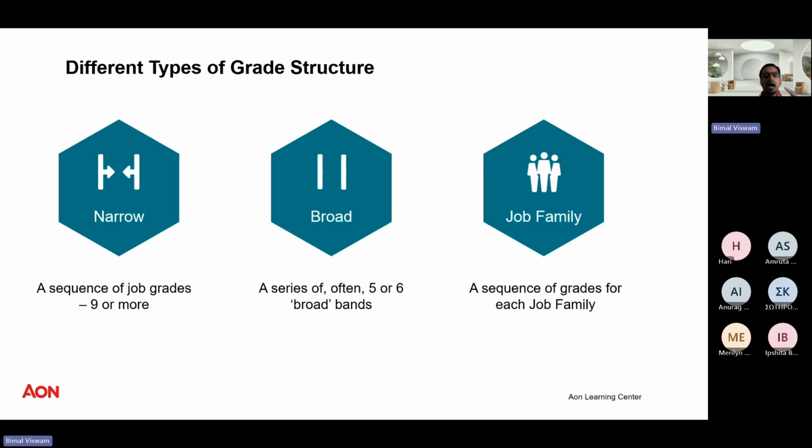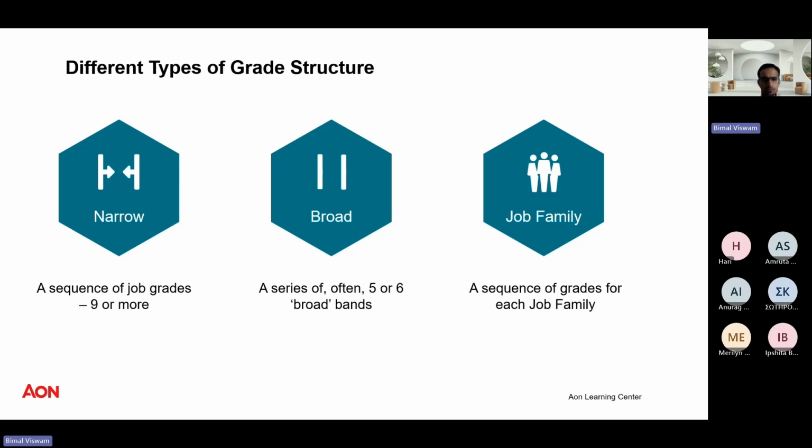Now, obviously, there is no hard and fast rule on how many grades an organization should have. But in the next two to three minutes, let's look at some of the principles on how grade structures typically evolve. Generally, we say that any organization which has 9 or 10 or more grades from the entry level role to the top level roles is called a narrow-banded or narrow-graded organization. Where the number of grades is say 5 or 6, they're broadly called broadband organizations.